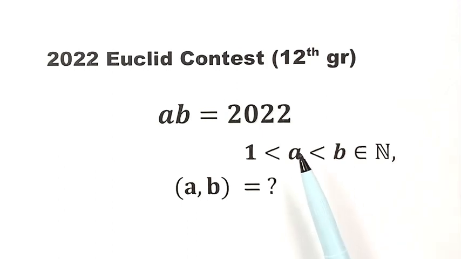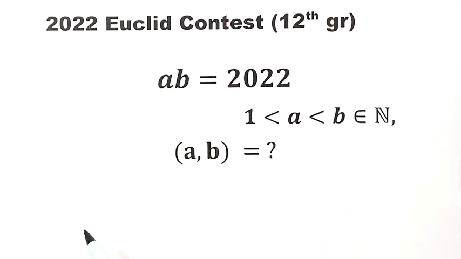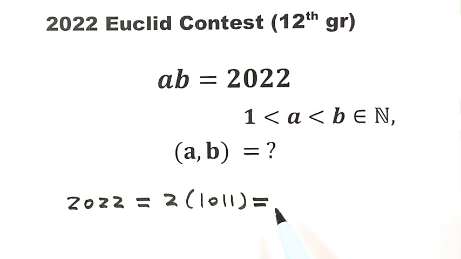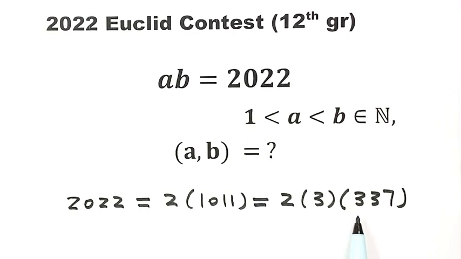First, let's prime factorize 2022. So here, 2022 equals 2 times 1011. Then 1011 equals 3 times 337. Now the question is how to prime factorize 337.